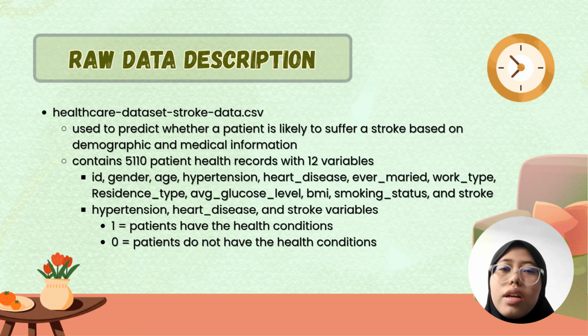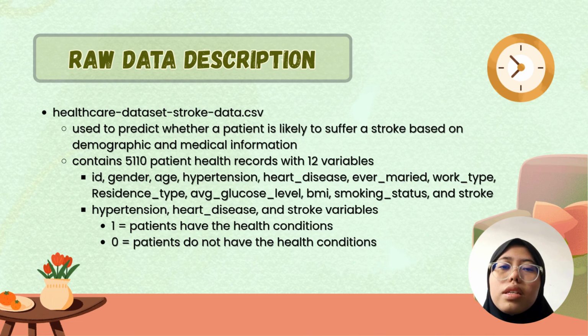Now I will talk about the raw data description. The raw data that we use as a dataset for our project is healthcare-dataset-stroke-data.csv. We use this dataset to predict whether a patient is likely to suffer a stroke based on demographic and medical information. This dataset contains 5,110 patient healthcare records with 12 variables, which are ID, gender, age, hypertension, heart disease, ever married, work type, residence type, average glucose level, BMI, smoking status, and stroke.